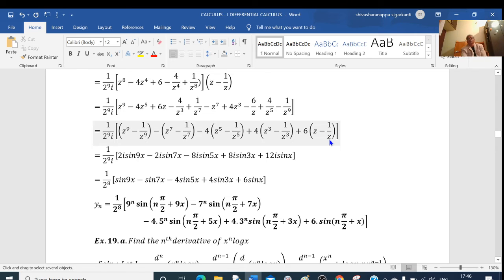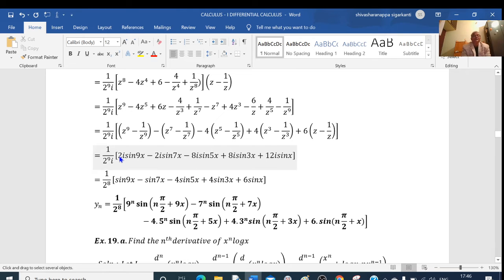After grouping, I will write 1 by 2 raised to 9 into i. This can be written as 2i sin 9x. And this can be written as 2i sin 7x. This can be written as 2i sin 5x. This can be written as 2i sin 3x. This can be written as 2i sin x.